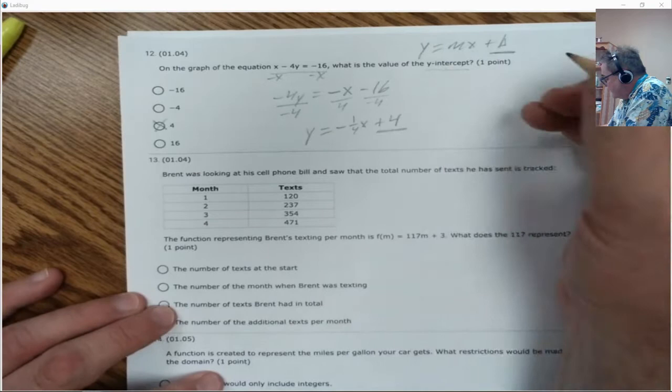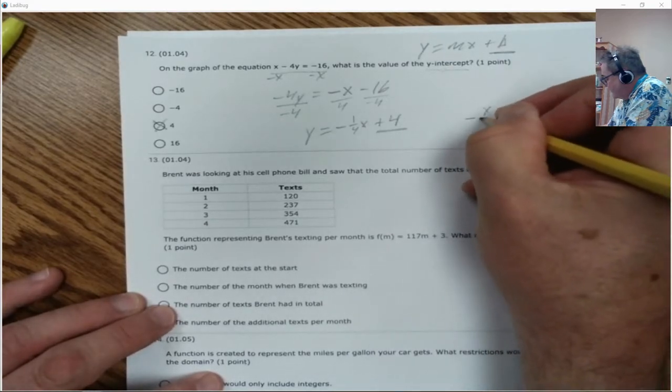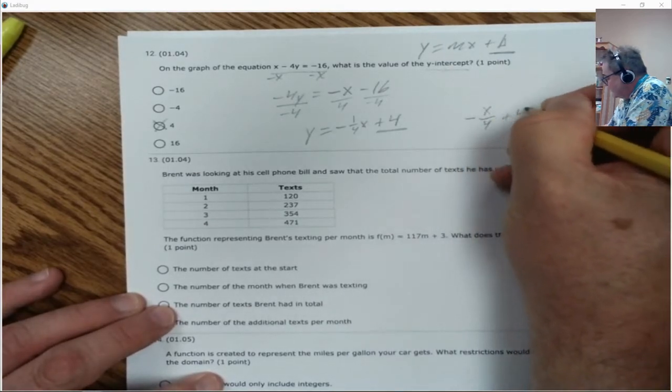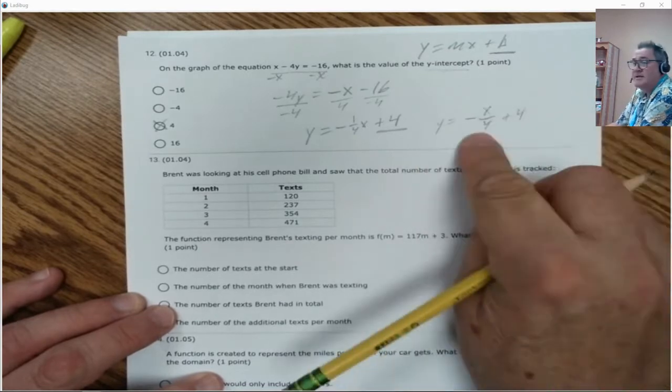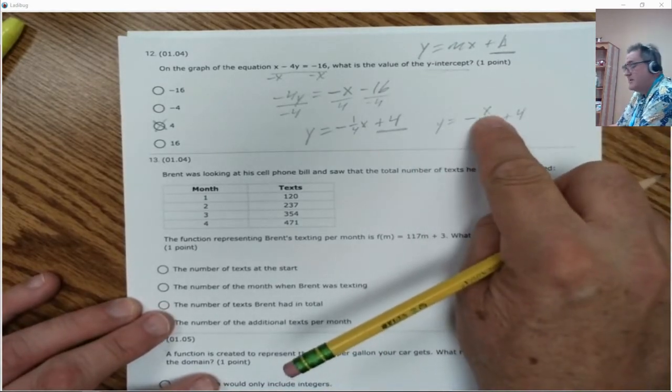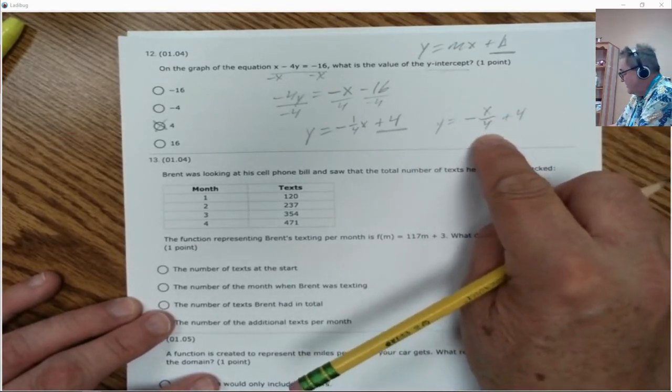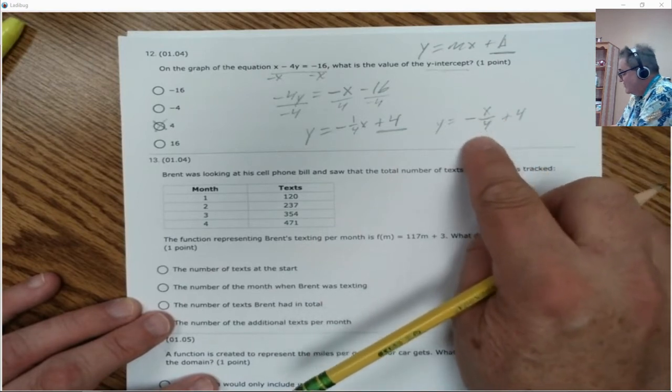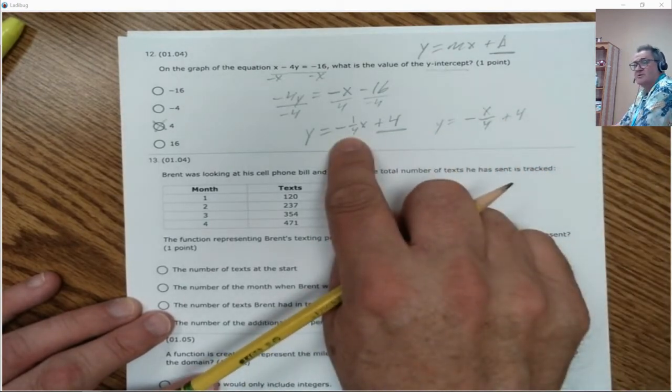You may also see that written as negative x over 4 plus 4. That's the same thing. There's a 1 on top. We know that when it's just x by itself, that means it's 1x. So that's the same as negative 1/4 slope.